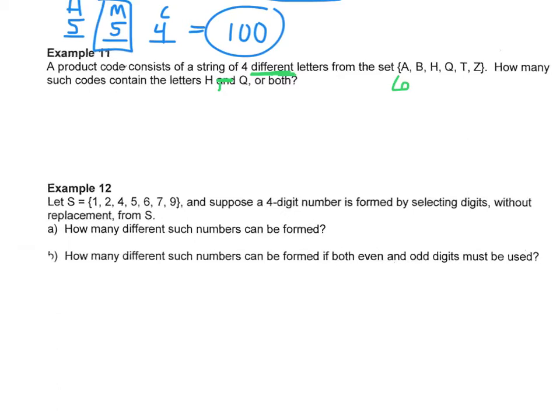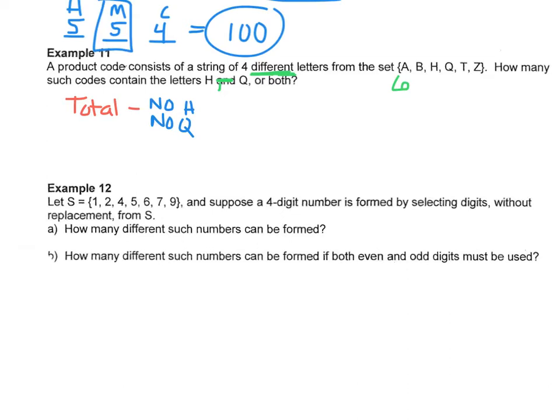So I'm going to show you an easier way to do this problem by first taking the total amount of codes and taking out what we don't want, which is any code basically with no H and no Q. So let me read the problem again. It said a product code consists of a string of 4 different letters. How many such codes contain these letters? So we want to know how many do have H's and Q's.